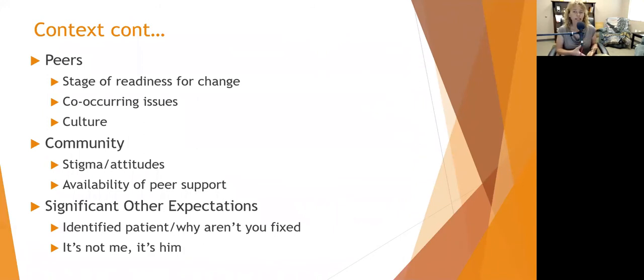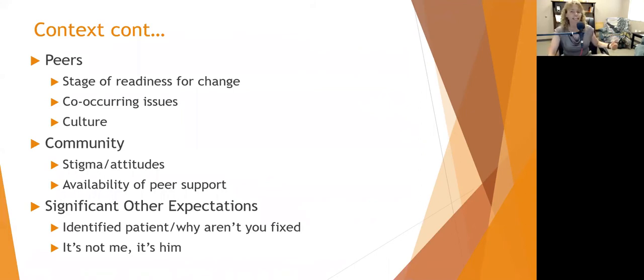The community affects the context of learning. The stigma and attitudes about what's okay to go to group for, what's okay to go to counseling for, what's okay to learn about. If the community says only unsuccessful people go to parenting classes or something, if there's a negative attitude in the community about parenting classes, then people are less likely to go. So we want to get rid of stigma, improve attitudes, and make sure there's an availability of peer support in groups as well as outside of groups.